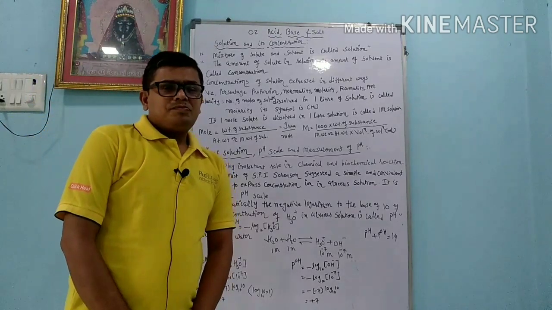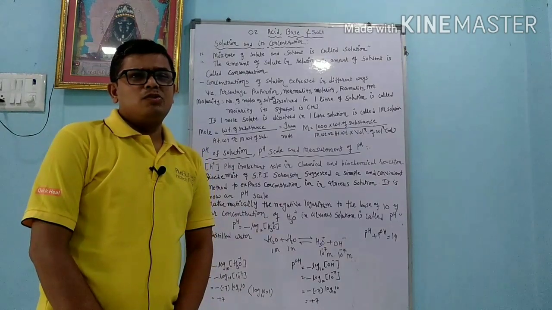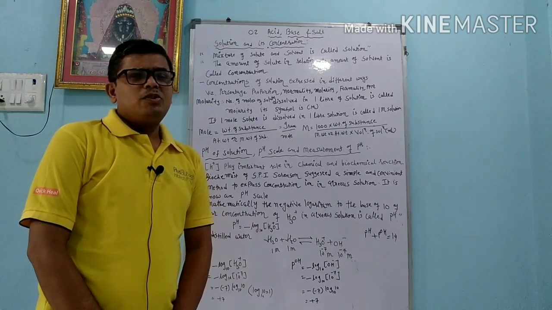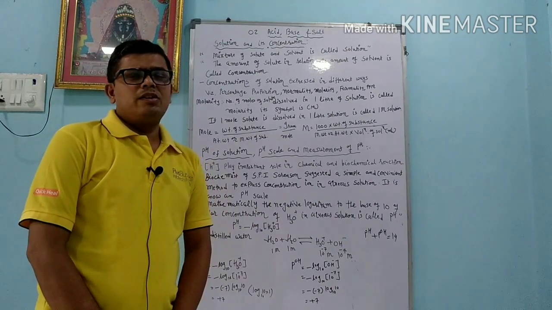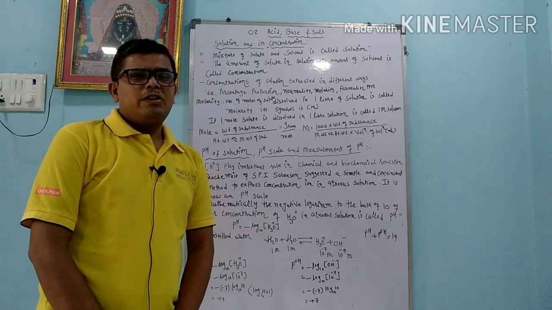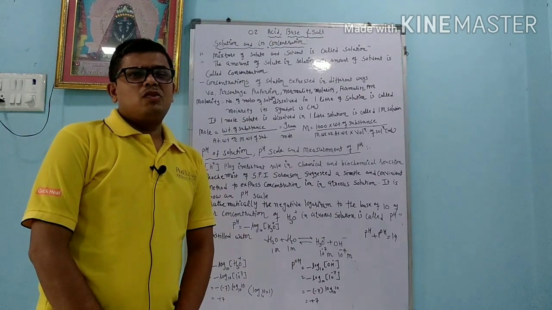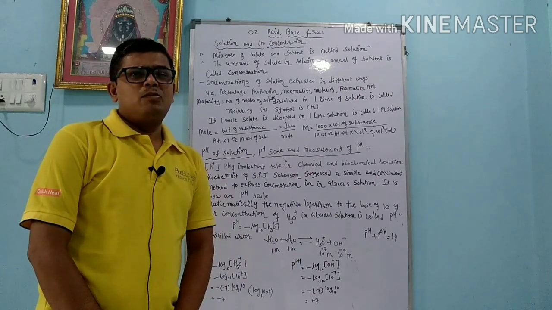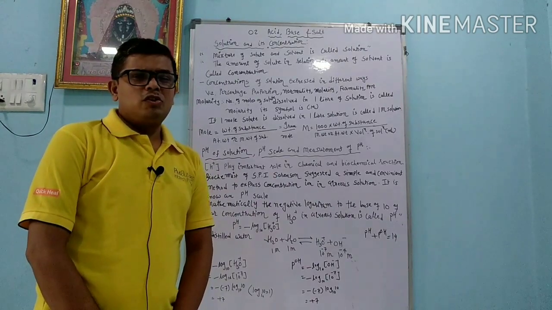Dear student, there are two types of solution. One is homogeneous solution and the other is heterogeneous solution. In a homogeneous solution the solute and solvent are in the same phase, and in a heterogeneous solution the solute and solvent are in different phases. What is solute and solvent? The compound which is present in the less amount is called solute, and the compound which is present in the more amount is called solvent. The mixture of solute and solvent is called the solution.